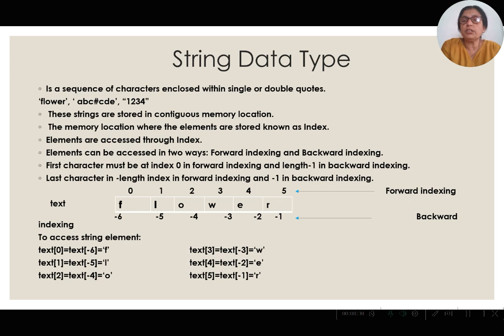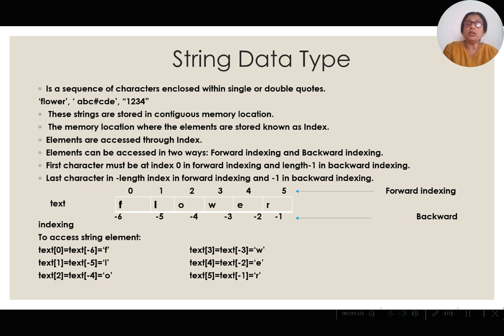Let's discuss the next data type, string data type. That's also a core data type. What is a string? We have learned already in the first lesson. A string is a collection of characters, or sequence of characters, enclosed within double quotes or single quotes. Okay, so these are the string data types.